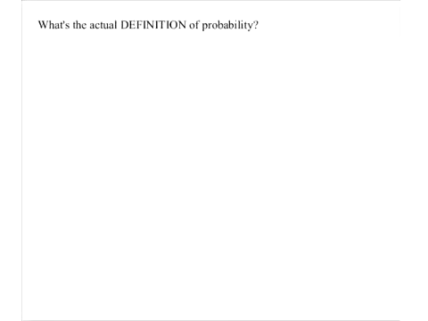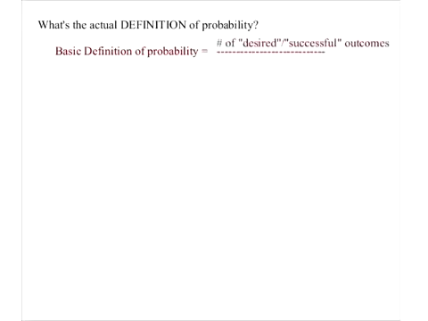So the basic definition of probability is the fraction of the number of desired or successful outcomes over the total number of outcomes that are possible. So that's the definition. If you think about the most basic possible situations of probability, it's basically just counting stuff.